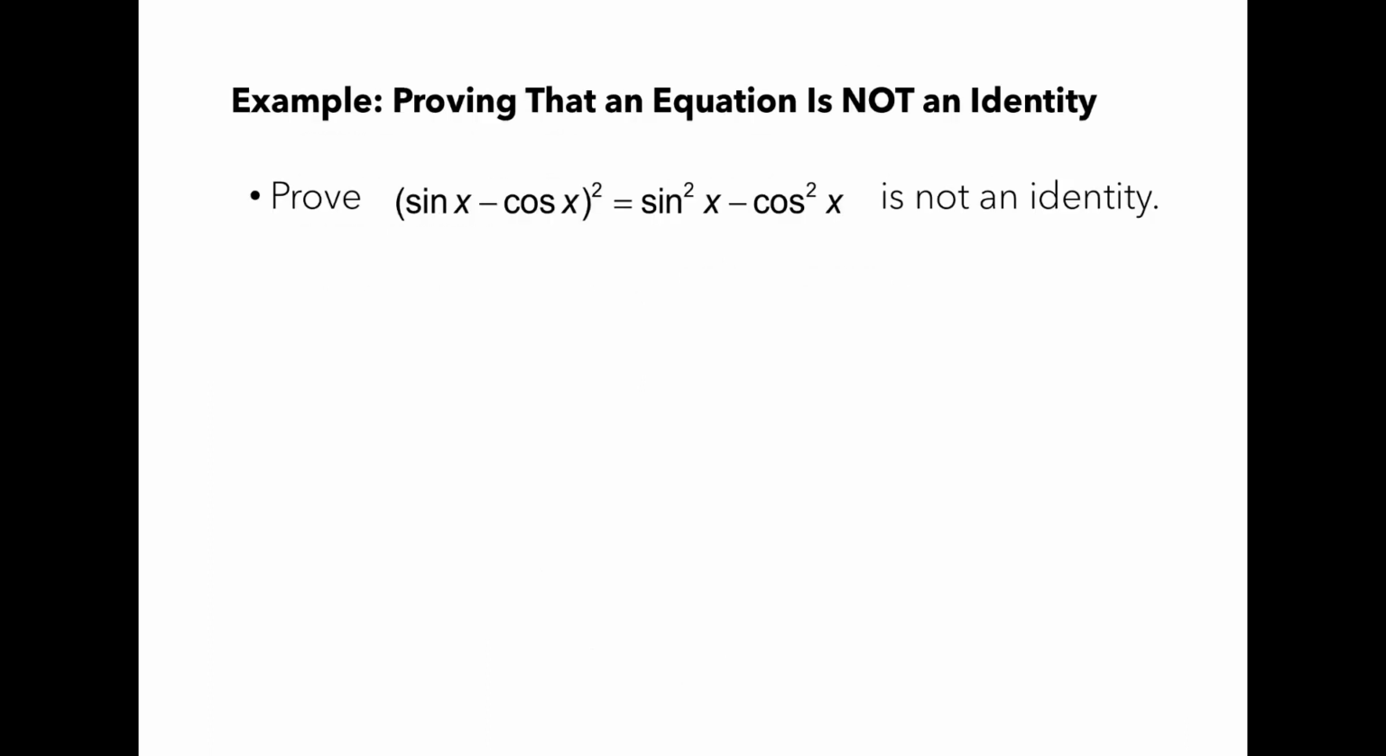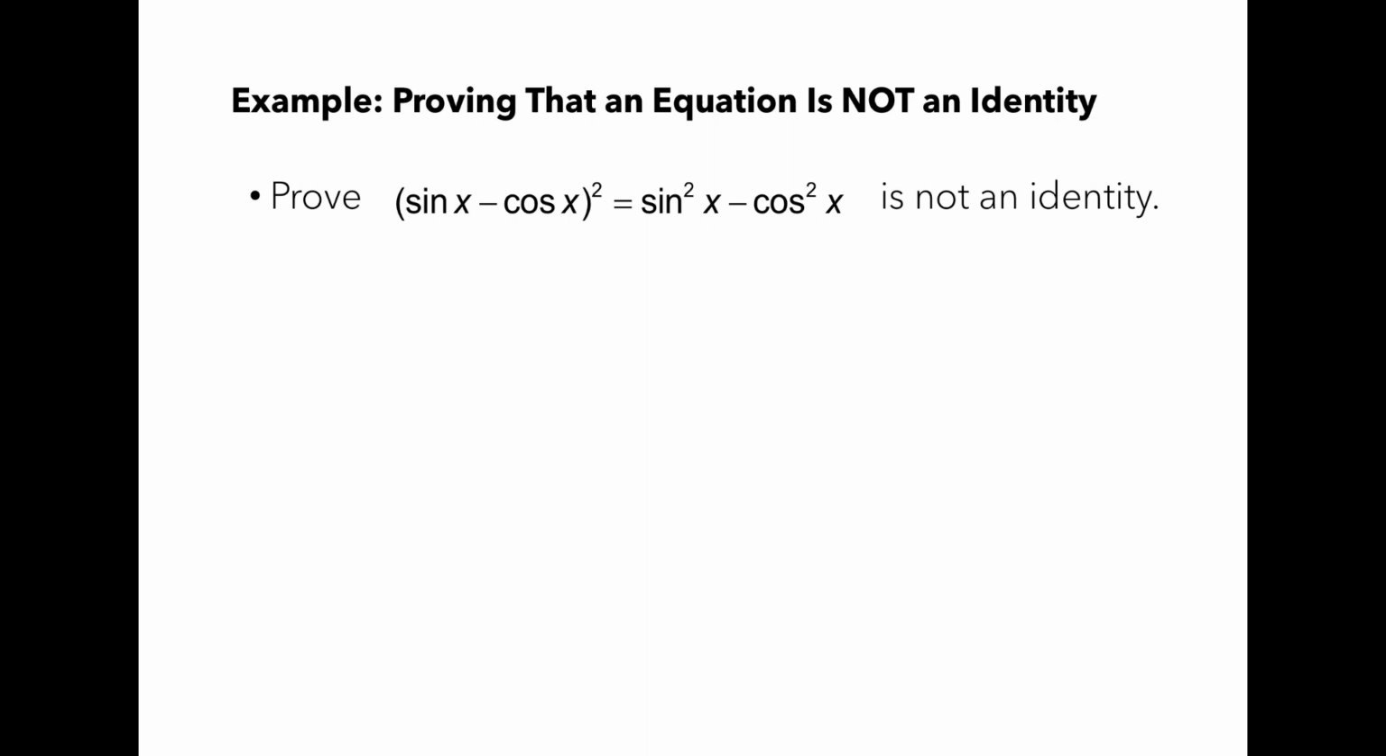Another approach we can take on some problems, or that we're asked to take on a problem, is to prove that something is not an identity. It's a little bit harder to do that. You would have to get to a point where both sides completely disagree with each other logically, and that you could look at and see there's no way, except for maybe a couple of exceptions.